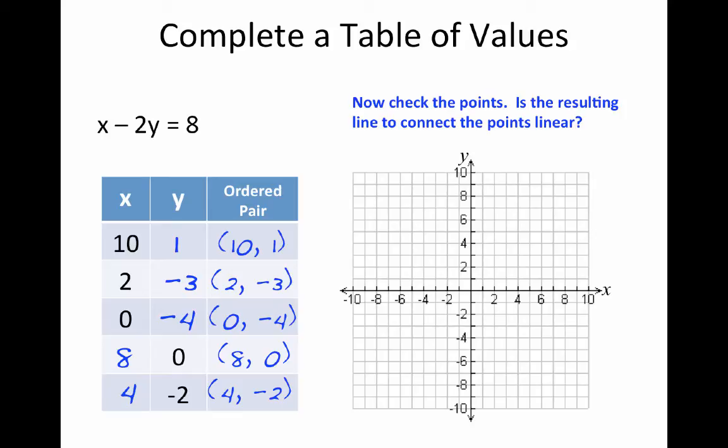Here's where the points are. When x is 10, y is 1. When x is 2, y is -3. When x is 0, y is -4. When x is 8, y is 0. And when x is 4, y is -2. You can see those points fall on a straight line. Those points are all solutions to the linear equation x minus 2y is equal to 8.